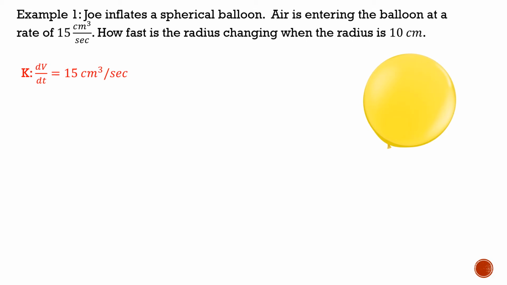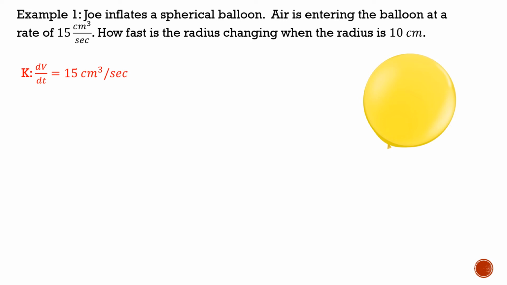My know from this problem is volume. I know it's volume because they're talking about air entering a balloon, so they're talking about filling up some space. Not only that, it says centimeters cubed per second. So my know is dV/dt, where V stands for volume, equals 15 centimeters cubed per second.